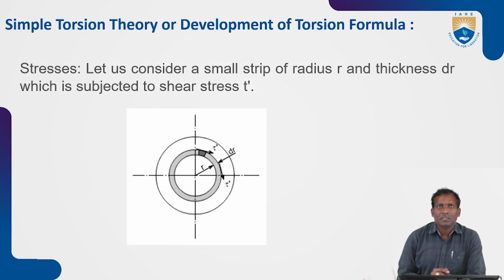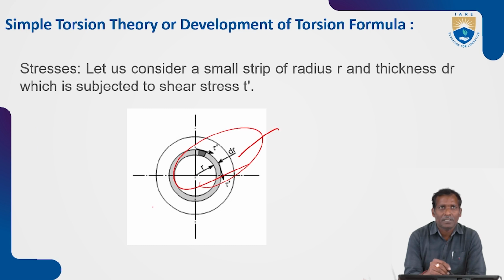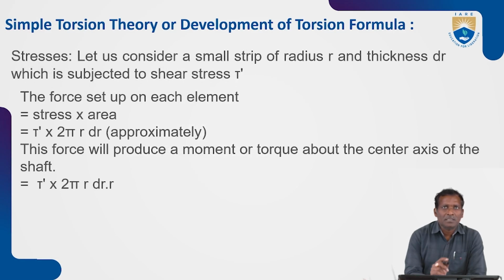Now, let us consider a small strip of radius R and thickness dr. Take the small strip as shown in the figure, with thickness dr and radius R, which is subjected to shear stress tau dash. So let us consider a small strip; already we have taken the radius R and thickness dr.